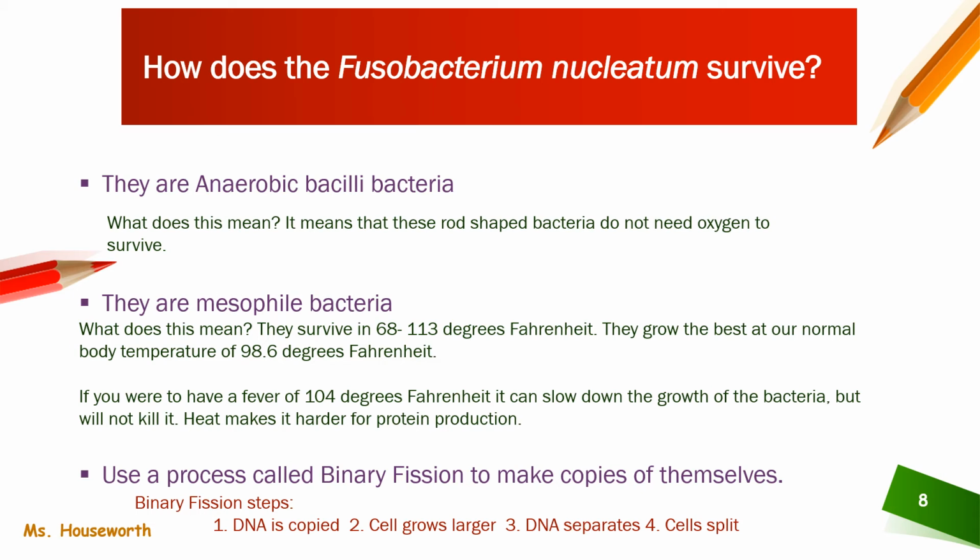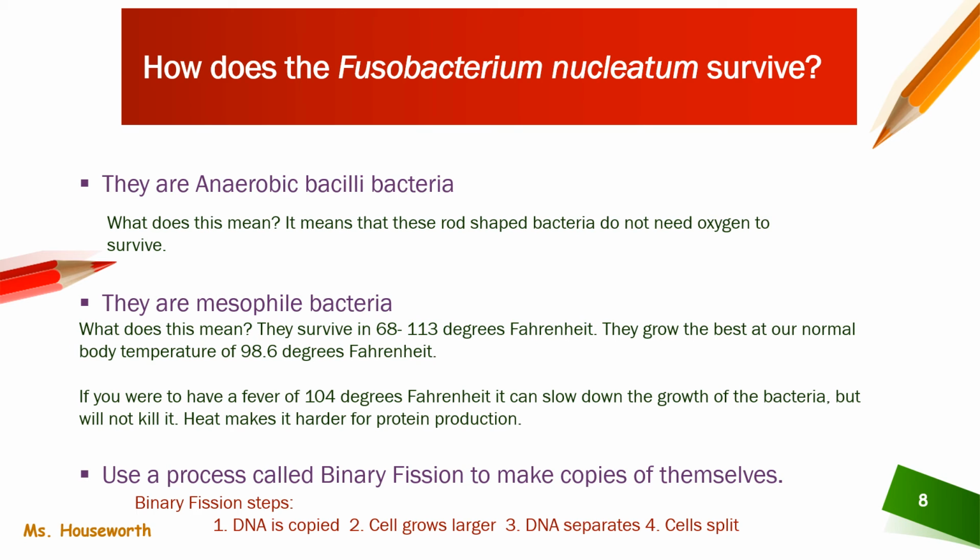They are mesophile bacteria. And what does this mean? They survive in 68 to 113 degrees Fahrenheit. They grow the best at our normal body temperature of 98.6 degrees Fahrenheit. If you were to have a fever of 104 degrees Fahrenheit, it can slow down the growth of the bacteria, but it will not kill it. Heat makes it harder for protein production.